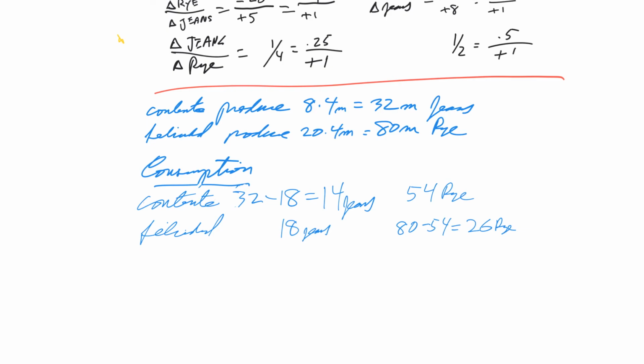So, Contente produces 32 genes and nothing else. Felicidad produces their comparative advantage, 80 million rye, and nothing else. Contente trades 18 genes for 54 rye, which leaves for consumption 14 genes and 54 rye. Felicidad imports those genes because they don't make any, and they export the 54 rye, and that leaves them 26 rye. Okay.